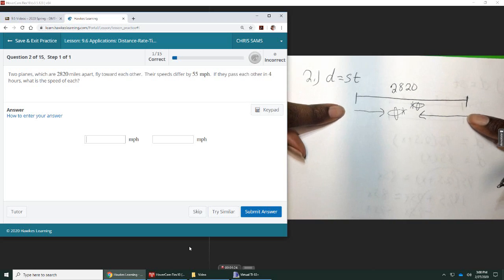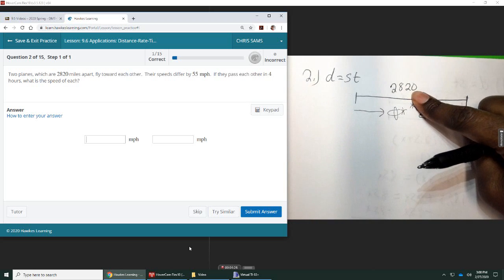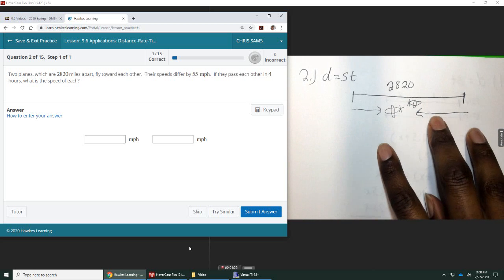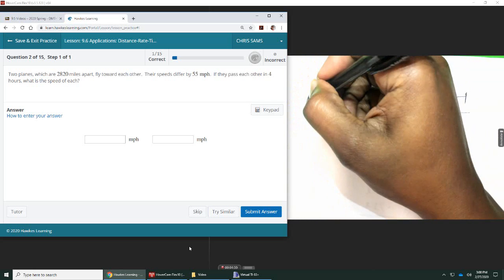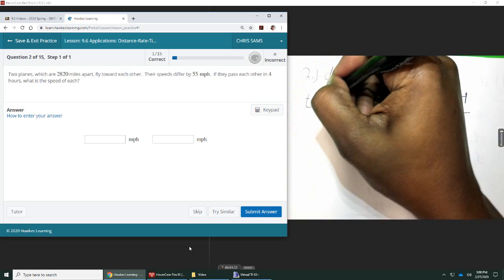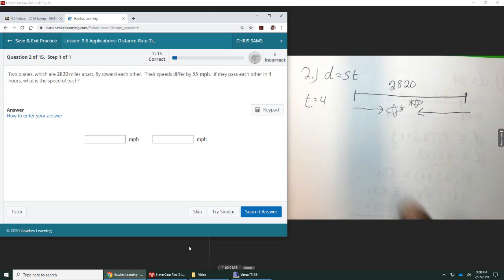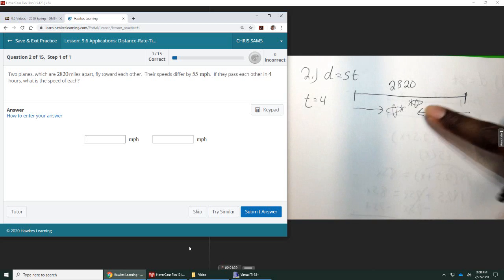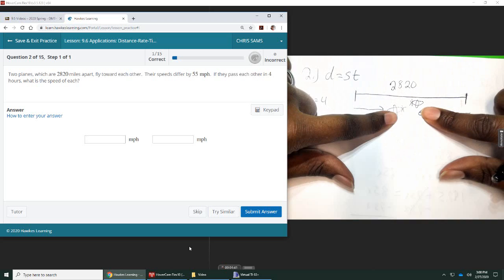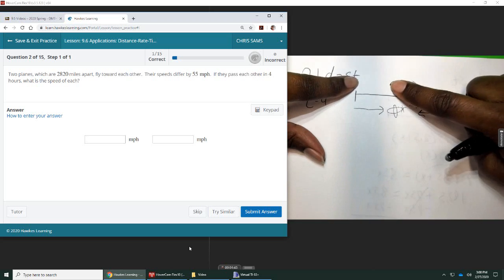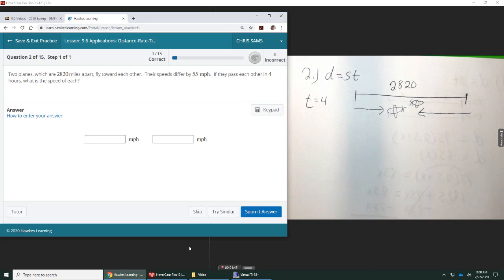What we do know is that their total distance is 2,820. It says that they pass each other in 4 hours. So I know that my time is equal to 4 hours, and this is for both planes. This plane was driving 4 hours. This plane was driving 4 hours. Their speeds are different, so they're going to cover a different amount of ground. But total, they go 2,820 miles. And we want to know what their speeds are.